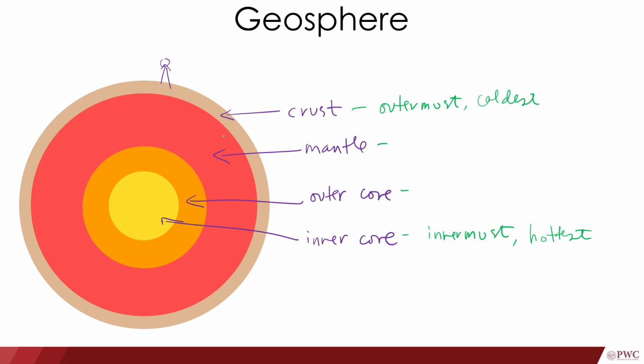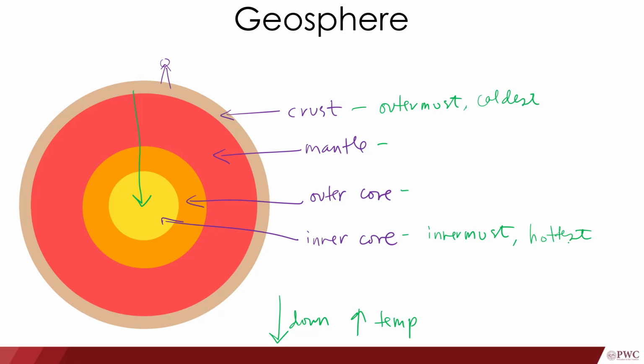So the pattern here is that as we go down, the temperature goes up. So obviously, the deepest layer will have the highest temperature, and again, that is the inner core. So the inner core has the highest temperature because it's the deepest.